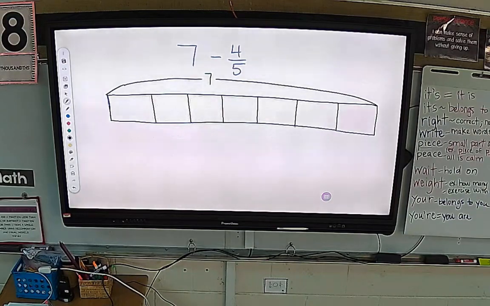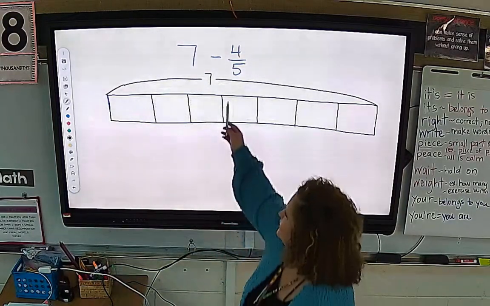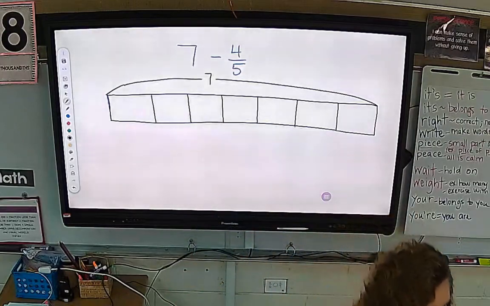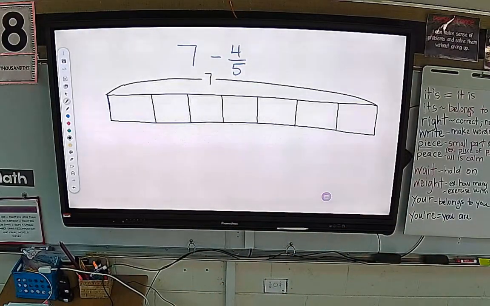Okay, you've got to label it, guys. You've got to label it so I know. Do you know what 1 whole is? Do you know what 7 is? You know, label it at the top so that I know what is what.